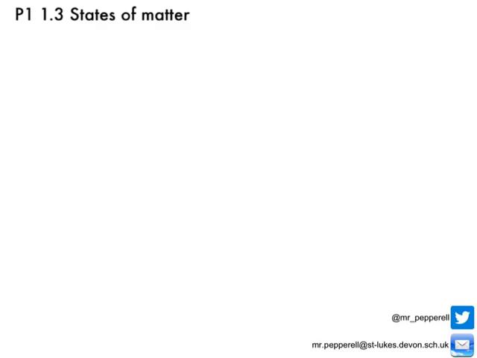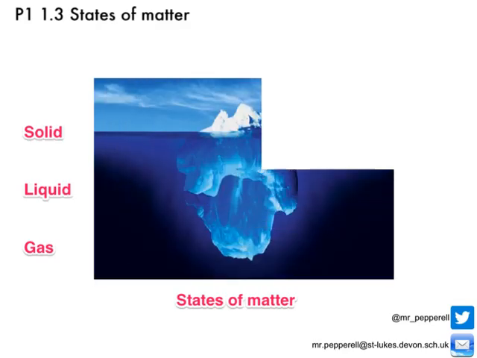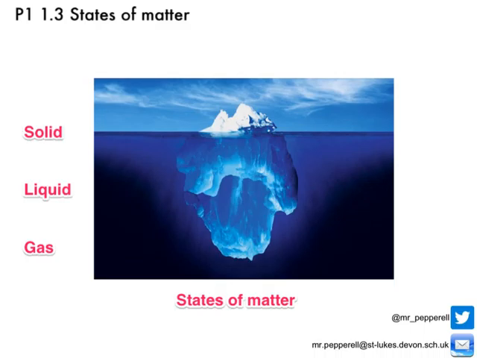So this should be stuff you're probably pretty familiar with, to be honest, but let's recap anyway. Pretty much everything you encounter around you is either a solid, a liquid or a gas. And depending on its properties, we can assign all materials we encounter into one of these, what we call three states of matter.